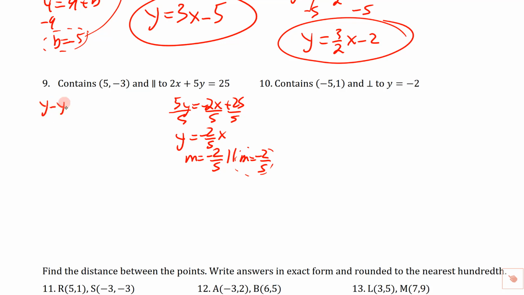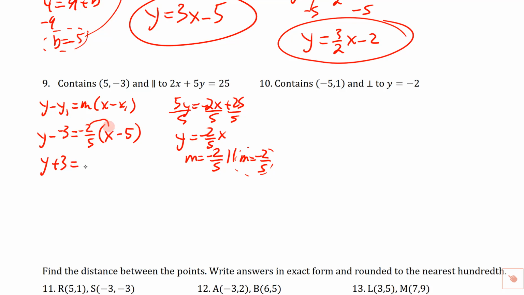So I'm going to do y minus y1 equals m times x minus x1. The y is right here, so this is going to be y minus a negative 3. The slope is negative 2/5, and then we're going to have x minus whatever that x value is, so that's a 5. And then all we do is simplify, so this is going to be y plus 3.